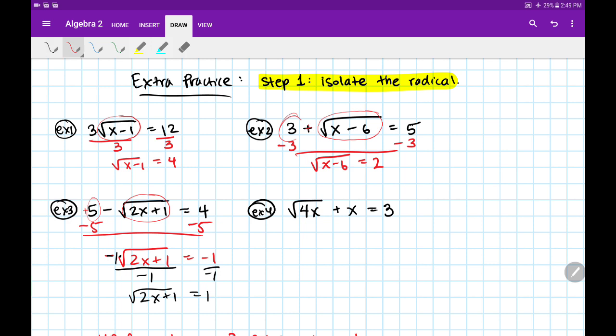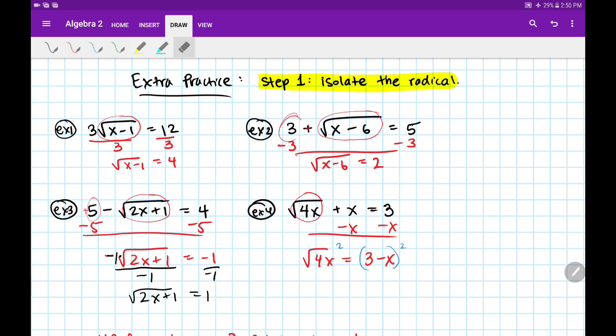Okay, in example 4, I need to get my radical by itself. So the only thing that we have to do is subtract x. And so this is the stage at which we would move on to squaring both sides.